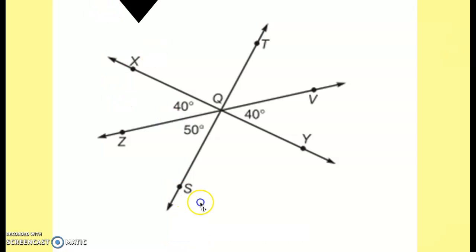All right, let's look at question number 6. Name two non-adjacent angles that are complementary. So again, looking at the vocabulary, non-adjacent means not neighbors, and complementary we just talked about equals 90 degrees. So we need two angles that are not next to each other that equal 90 degrees. Again, there's only one option here for this one.